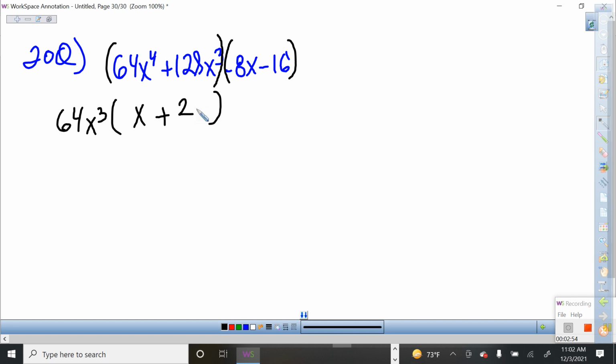So for right now, we're just going to go straight to here so we can practice the grouping. But yeah, there is a GCF. We'll get to that at the end.